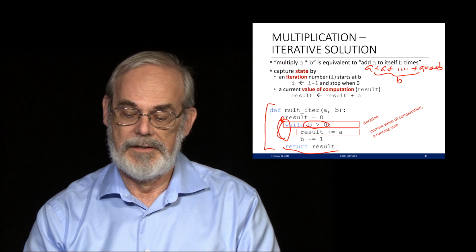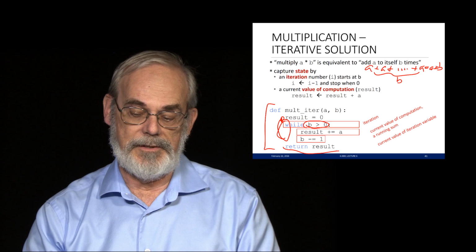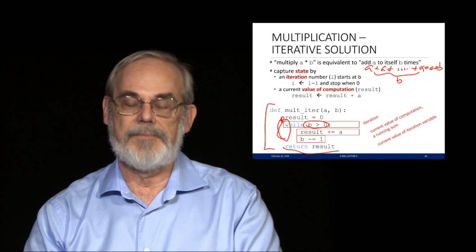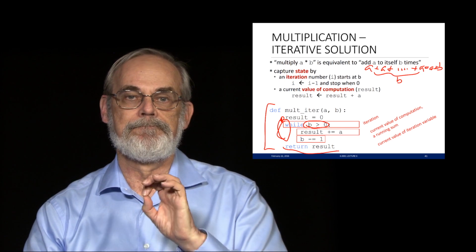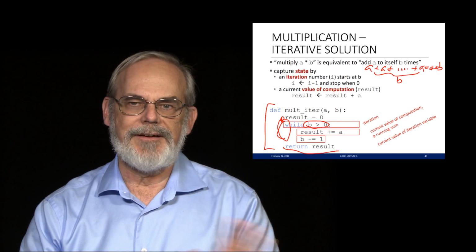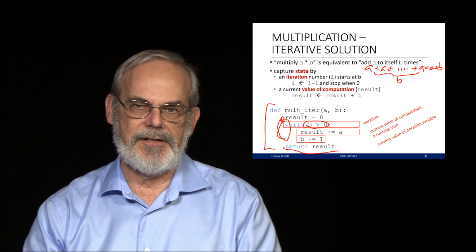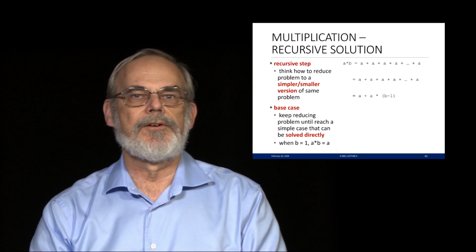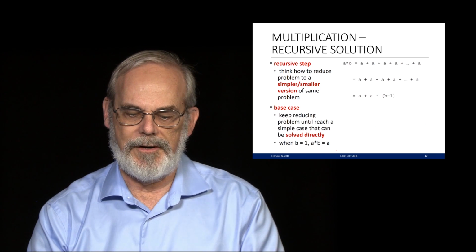There's the iteration. There's how I'm changing the computation. There's where I'm changing the iteration variable. And when I'm done, I'm simply going to return the result. Okay, I'm not going to run it. I encourage you to try it yourself, but you'll see that it actually does the multiplication I'd expect. With that in mind, now let's look at a recursive solution to this problem.